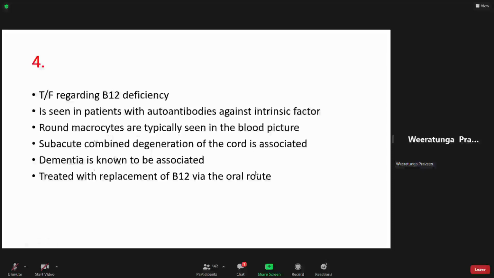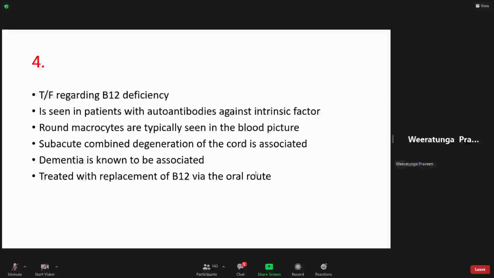Now, an unusual thing about B12 deficiency is that it causes neurological syndromes, right? This is something you don't see in folate, right? The classical neurological disease in B12 deficiency is subacute combined degeneration of the cord. That is the typical story. And you can also get a bit of dementia as well, right?